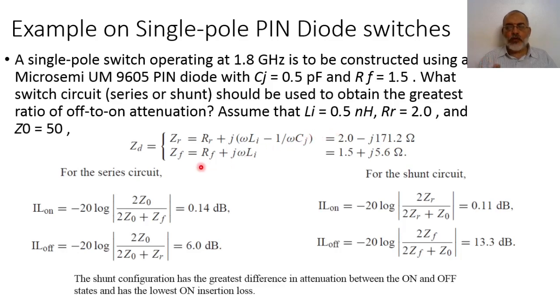On the other hand, for the forward biasing, the equivalent impedance Z forward is R forward plus j omega Li. So R forward is 1.5 ohm plus j omega Li. We calculate omega Li, and it would be 5.6 ohms. This is omega Li minus 1 over omega C, so it is quite clear. The value of omega Li is only 5.6. This means, once again, that the dominant part of the reverse biasing is due to the junction capacitance.